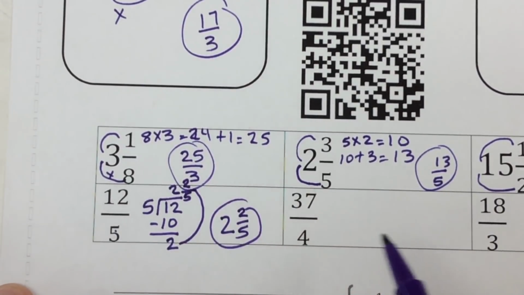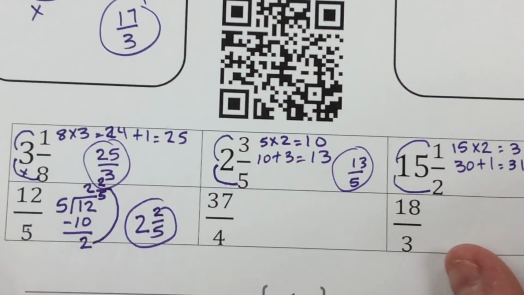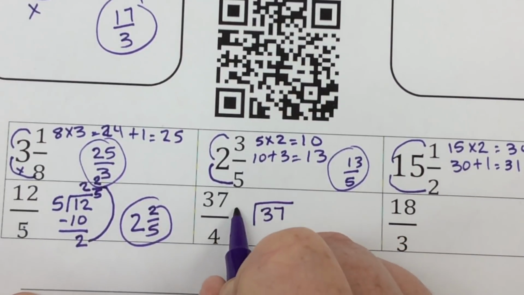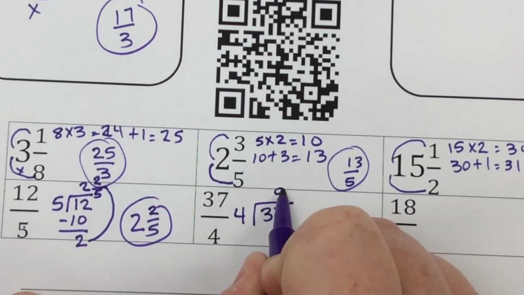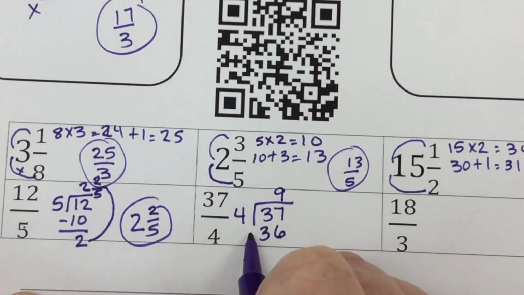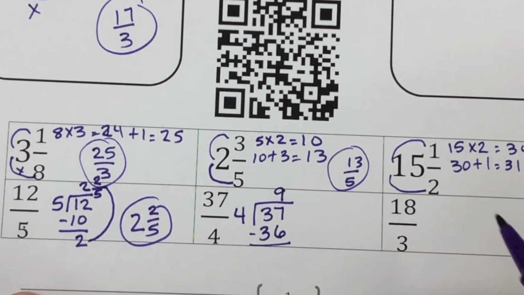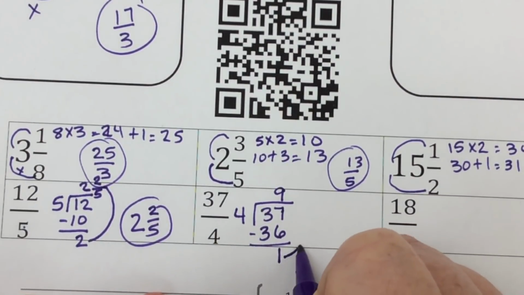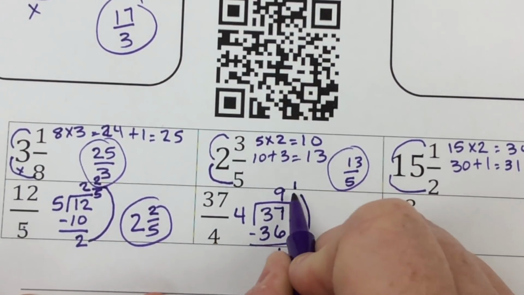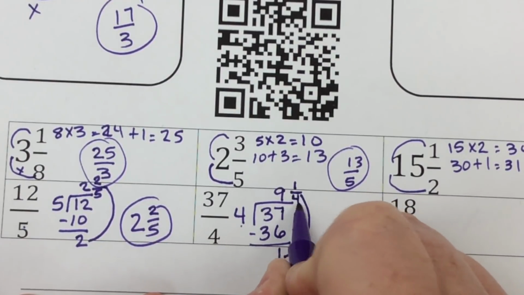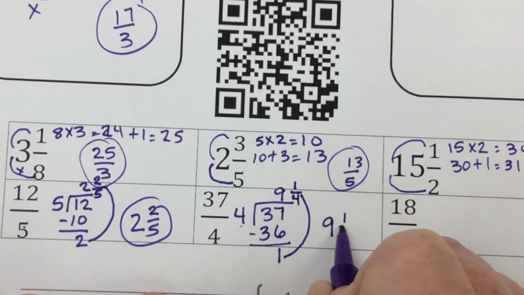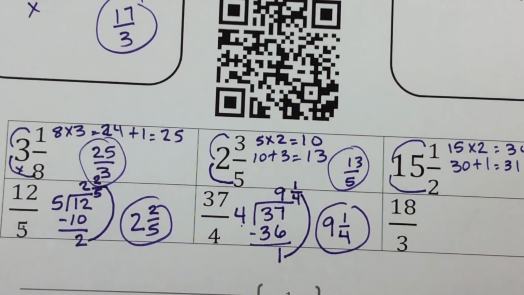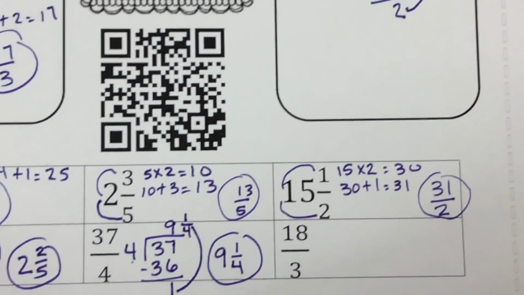That means they're equivalent. Okay, 37 fourths. I'm going to do 37 divided by 4. 4 times 9 is 36. We have to know our multiplication facts. 37 minus 36 is 1. That 1 becomes the numerator, and my denominator is 4. So this answer is 9 and 1/4. Remember, you can pause this anytime you need to make sure you have the right information.